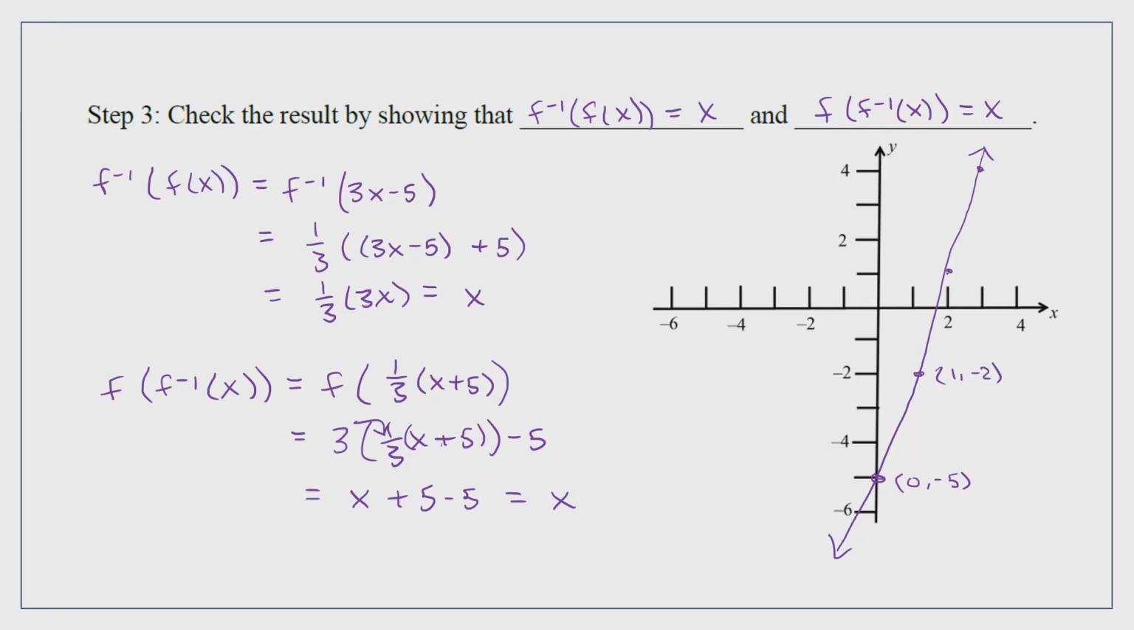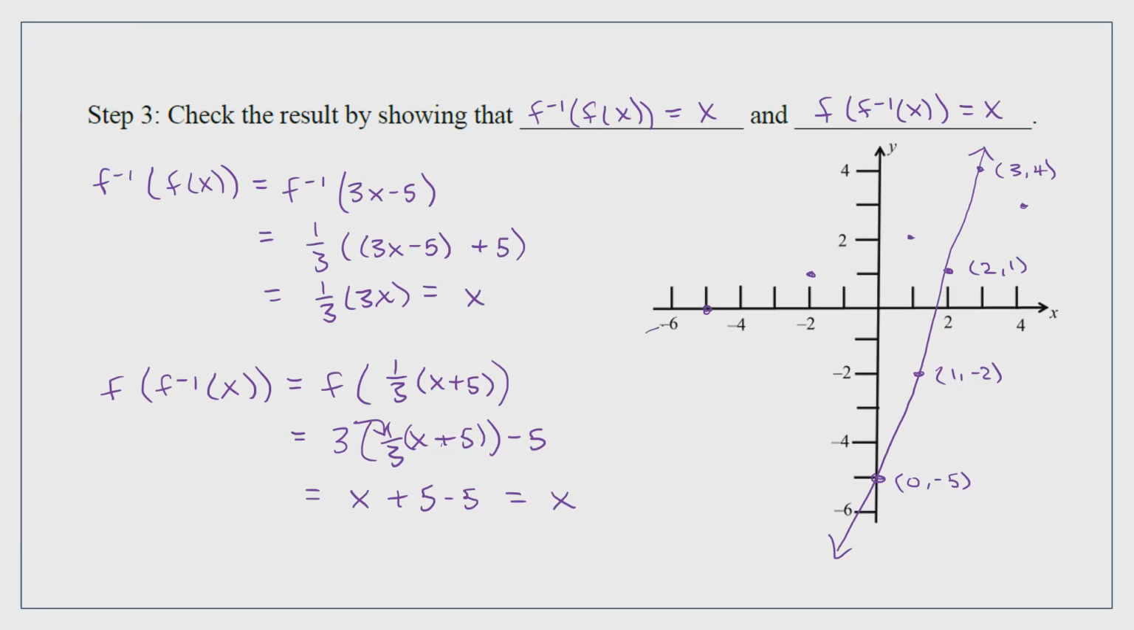So we can take each of these points and interchange the x and y's. And this is 3, 4. Okay. So 0, negative 5 is now negative 5, 0. 1, negative 2 is now negative 2, 1. 2, 1 is now 1, 2. And 3, 4 is now 4, 3.